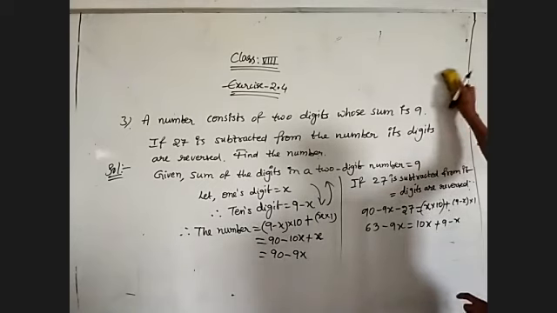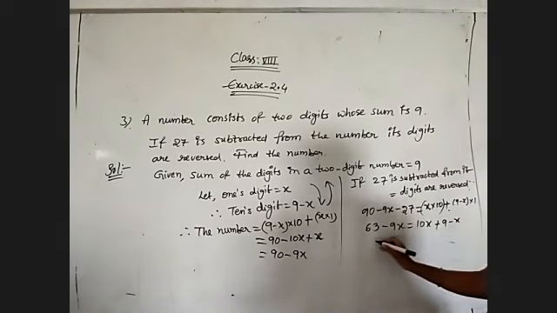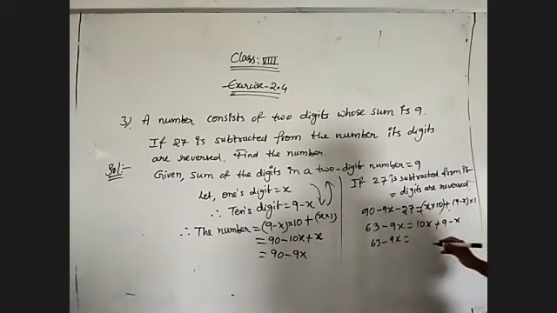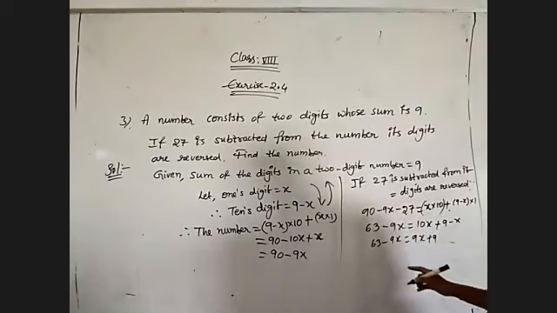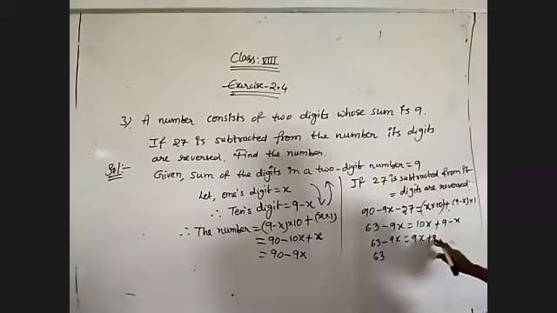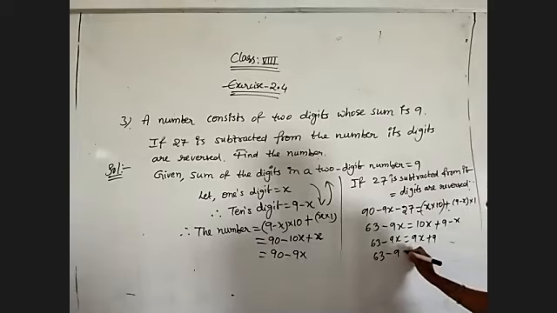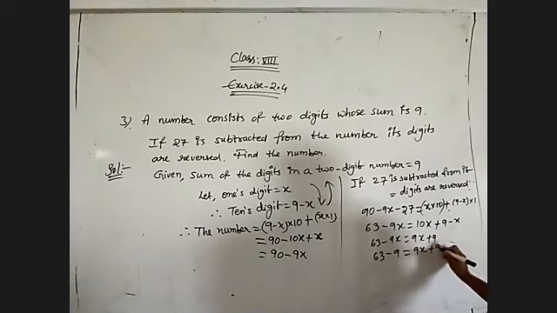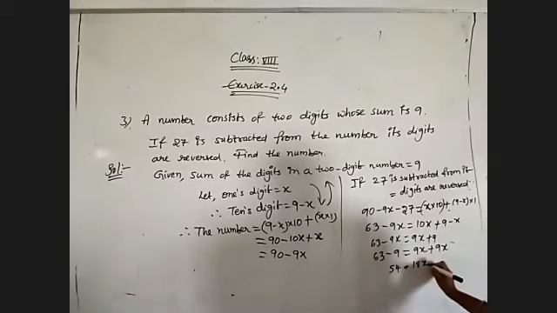So now simplify. 63 minus 9x is equal to 10x minus x, that is 9x plus 9. So bring the x terms to one side and the constants to the other: 63 minus 9 is equal to 9x plus 9x. 63 minus 9 is 54, is equal to 9x plus 9x is 18x. That is nothing but 18x is equal to 54.